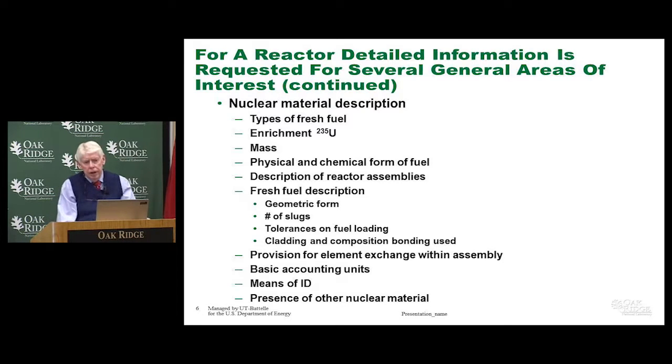After you get the general reactor description, the next issues on the design information that the IAEA would like to have are the information related to the nuclear material itself. For instance, what are the types of fresh fuel that you have? Is it in the form of a metal fuel, an oxide fuel, or perhaps a trisol graphite type material? What is the enrichment of the fuel? Is it natural uranium? And of course, in research reactors, as I mentioned earlier, it can range up to 93% enriched. How much fuel do you have in a reactor core?